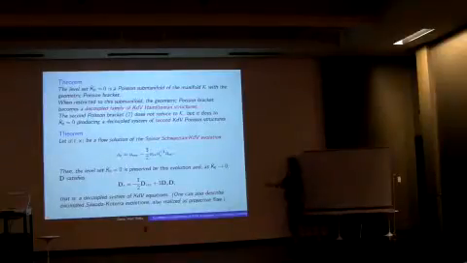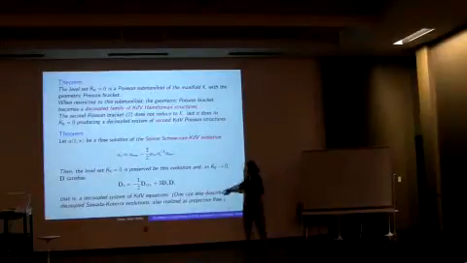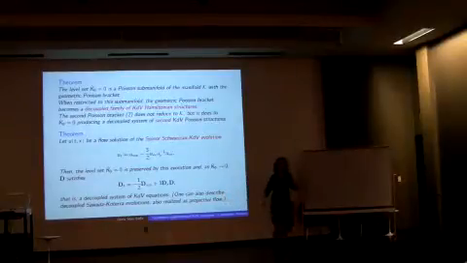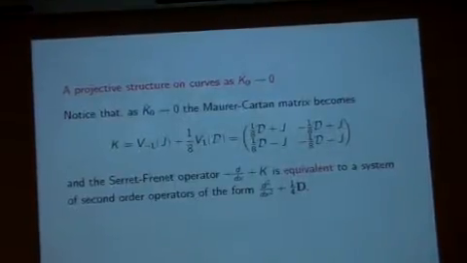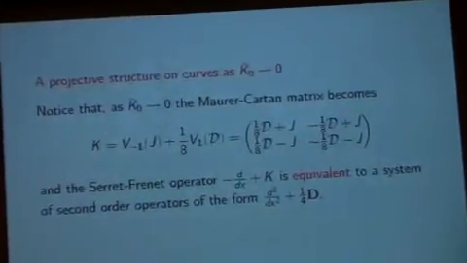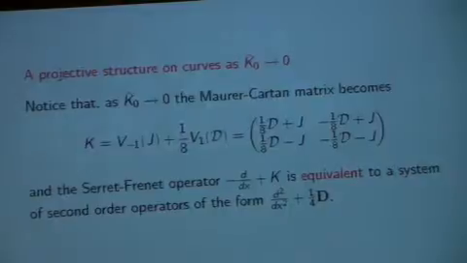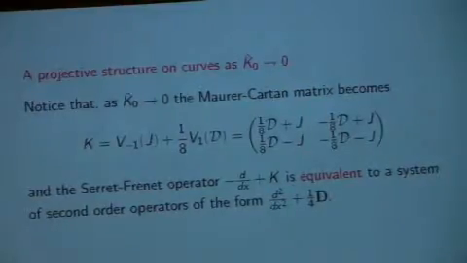Yeah, I forgot to say that you can get KdV, but you get all of the other ones that you can do in RP1. So you get a whole array of decoupled systems. Okay. So a projective structure on these curves as K0 goes to 0. So you look at the Serefrene metrics when K0 goes to 0, and it looks like that.